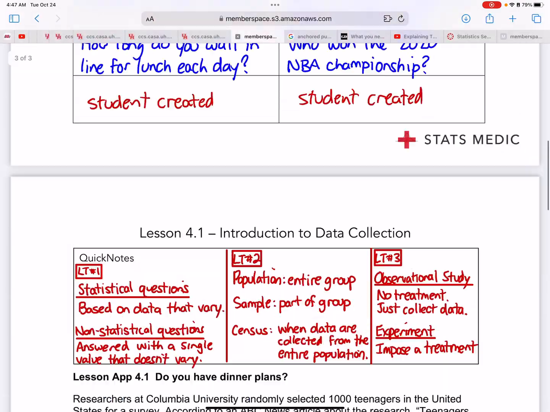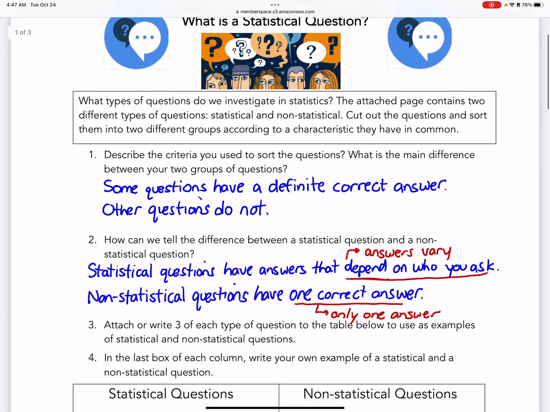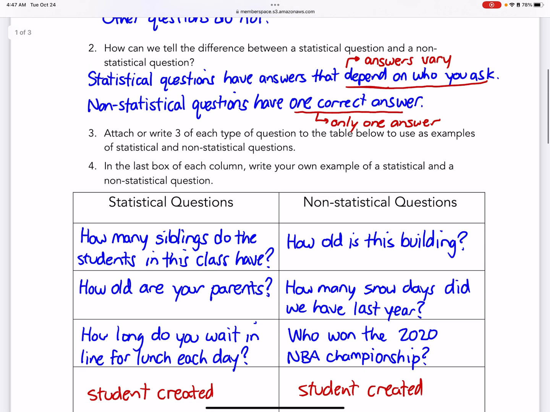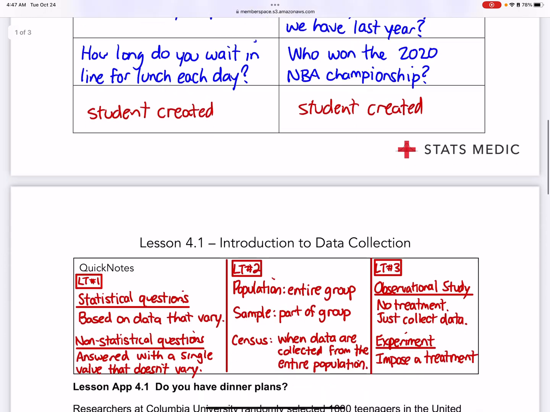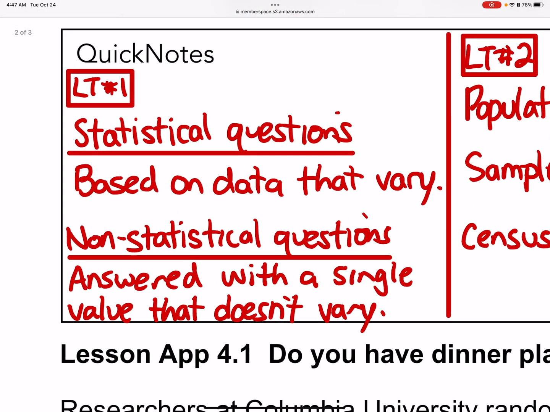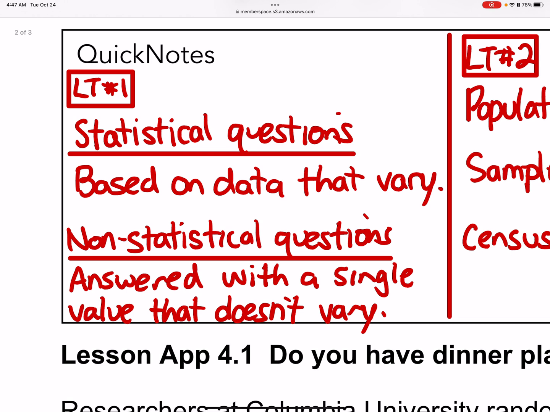So then we went back and made some of our own statistical questions, and of course with statistical questions, the answers vary depending on who you ask. A non-statistical question has one correct answer. So the basic thing we tried to learn today is that statistical questions are based on data that vary, and non-statistical questions are answered with a single value that doesn't vary.